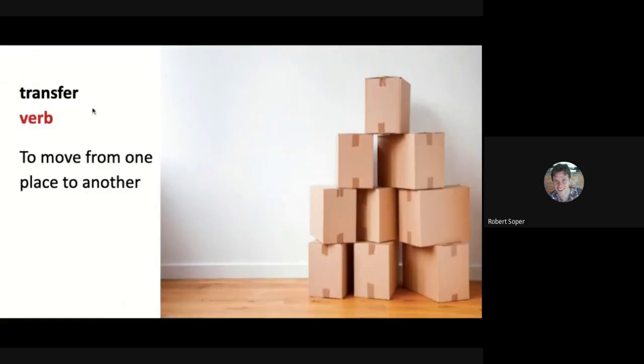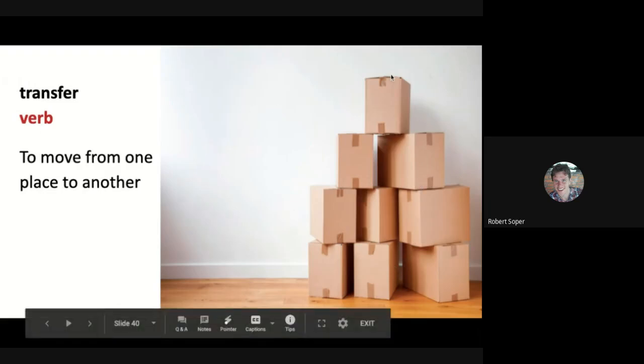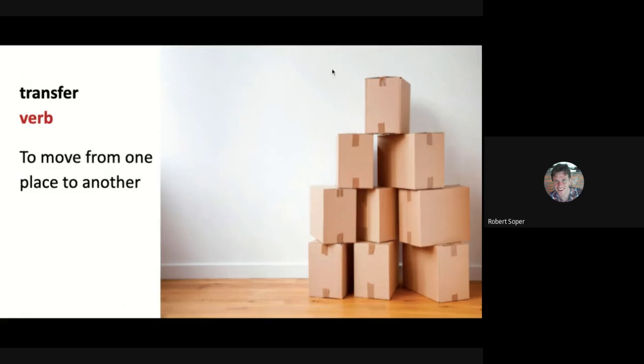Okay, this word is transfer. And transfer is a verb. It should be one we are common with. It means to move from one place to another. So if I was to transfer these boxes into another room, I would pick them up and move them into another room. That works because I've moved them from one place to another. In other words, I've transferred the boxes.